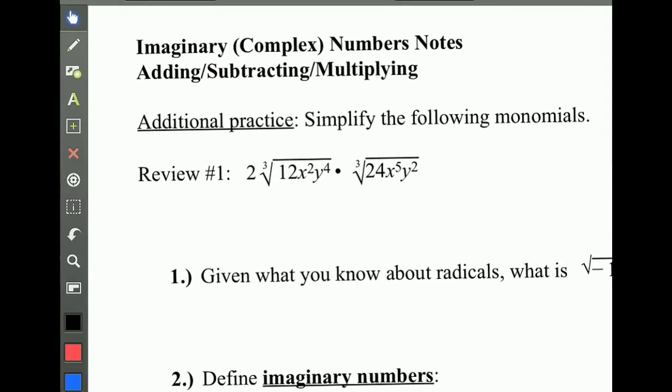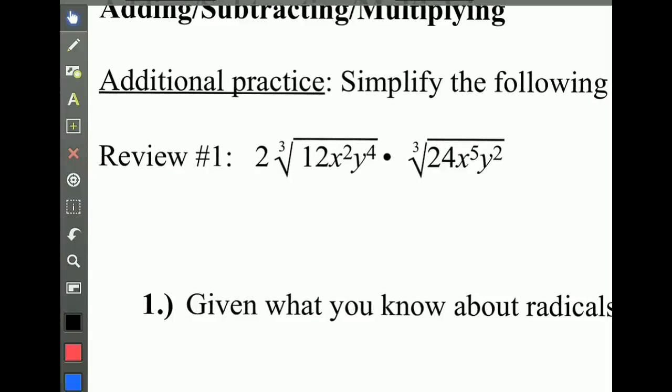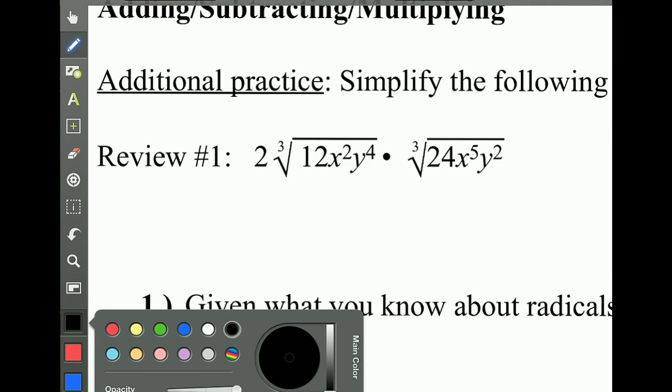Let's pull up here and review simplifying radicals. We haven't done that for a bit. So remember, if you have a cube root of something, then you're looking for sets of 3 that you can take out of each, the 12, the x squared, and the y to the 4th. Okay, so let's get going on this here.